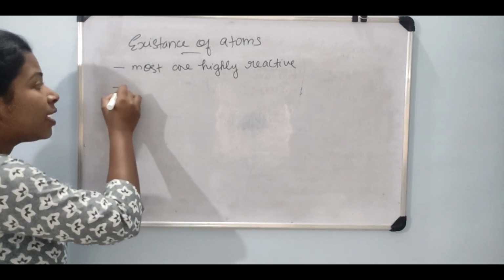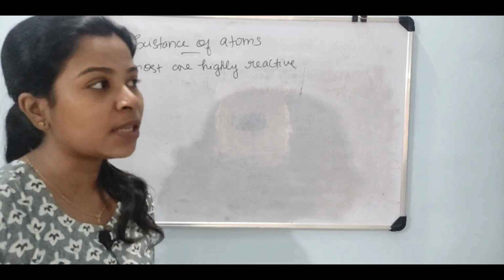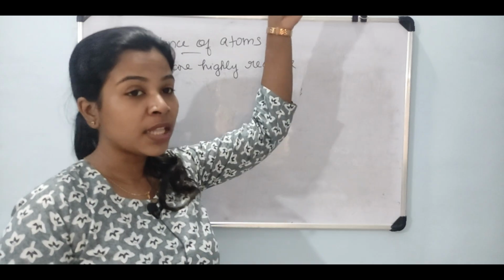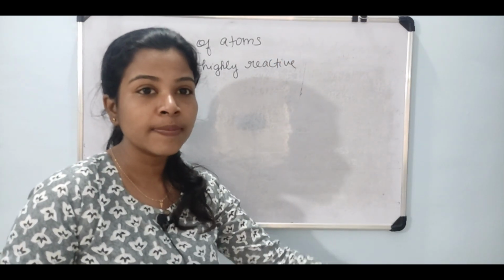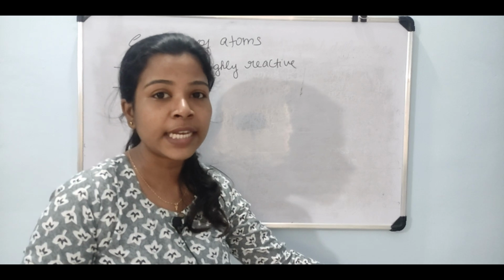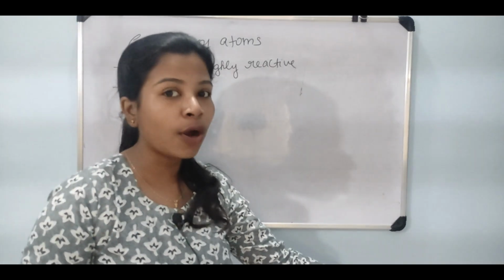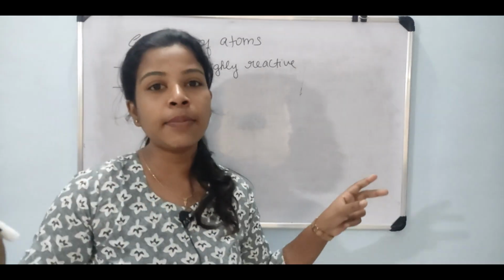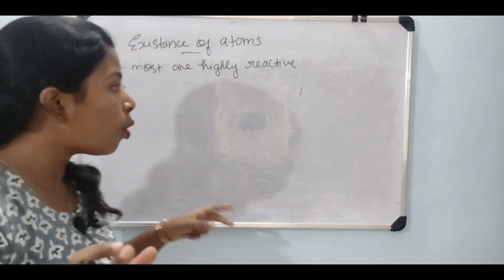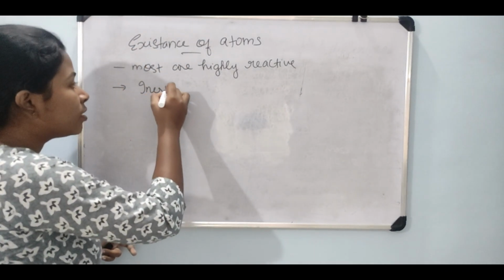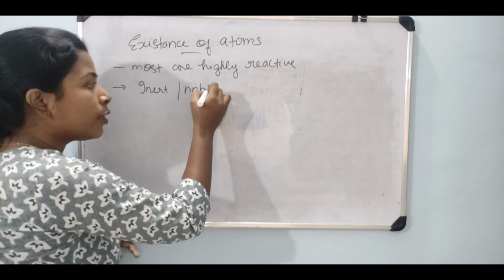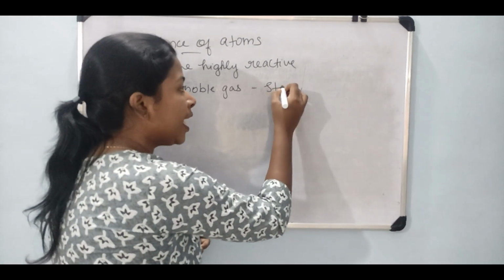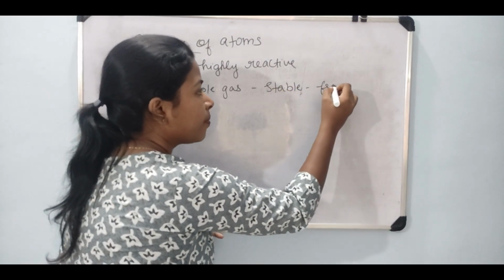Only some atoms, like the inert gases, noble gases, can exist freely. Have you seen a periodic table? In the last group, the 18th group, there are gases like helium, neon, argon. All these are known as inert gases. They are stable, so they can exist freely.